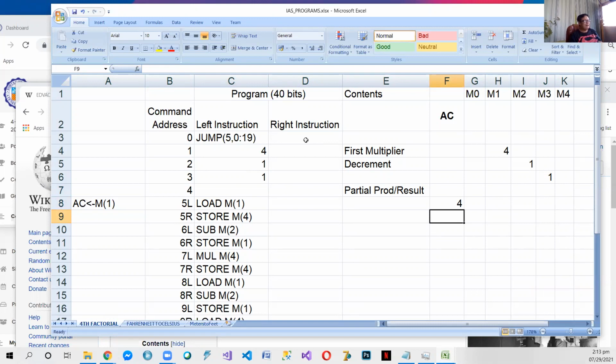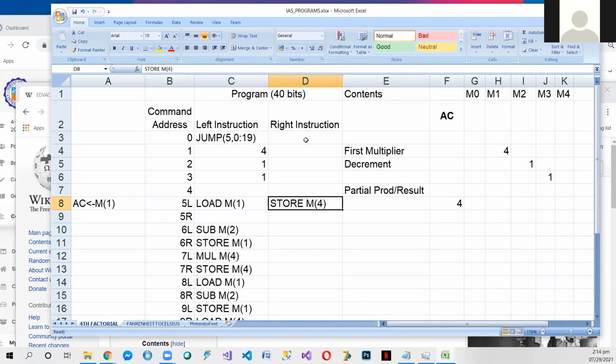Okay? Sir, may question ako, sir. Yes. Yung nasa command address, kapag L siya, nasa left instruction siya, tapos kapag R, nasa right instruction dapat. Supposedly, nandito ito sa right. Ganyan. Di ba? Pero yung nasa command address, sir, ano pala dapat nakalagay dyan?